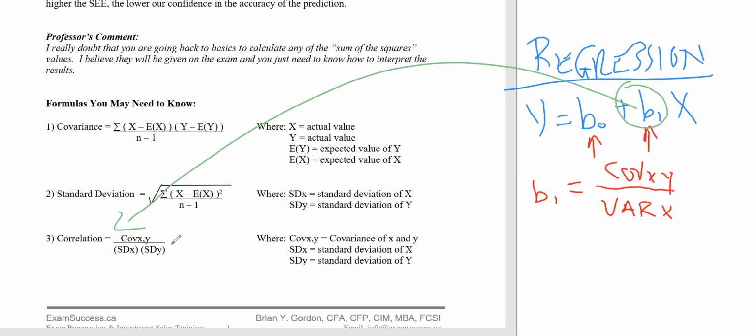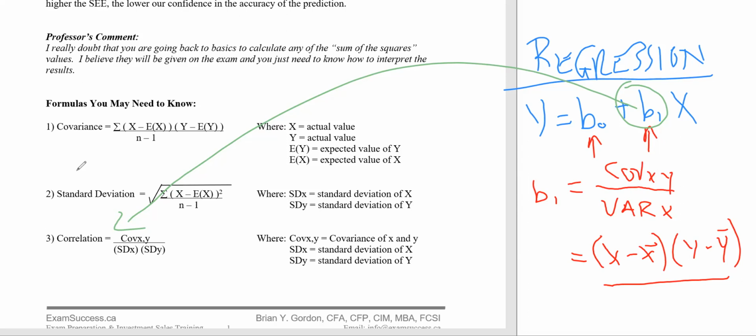And let's expand that further. What's the covariance of x and y? Well, here's the covariance up here. And we've got actual minus expected. That's the only way I could type it. So we'll use bars and things. So the actual value of x minus the expected value of x bar, and the actual value of y minus the expected value of y. And this is divided by the variance of x.